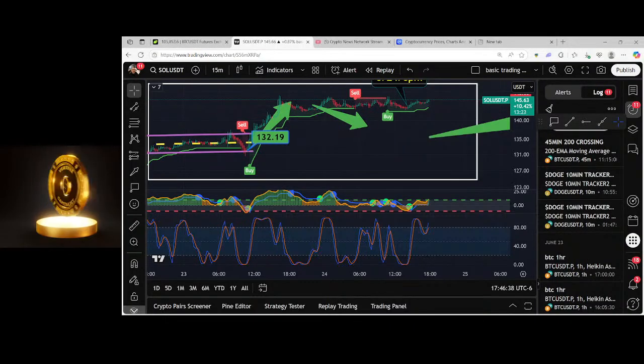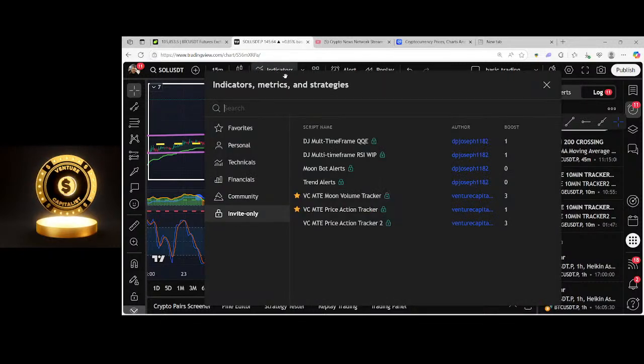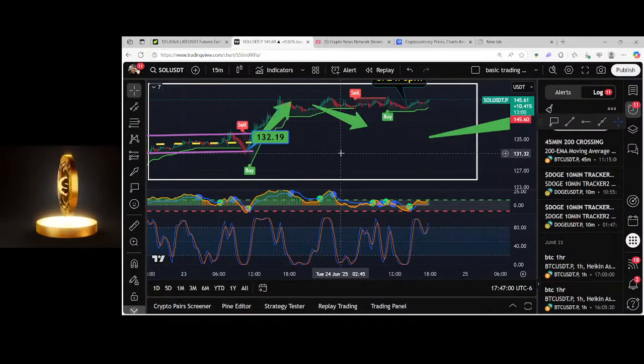So if you guys are looking for the indicators, go to your TradingView. There they are. Take a screenshot right there. VC, Making Trading Easy, MTE, Moon Volume Tracker, Price Action Tracker 1 and 2. Those are the ones you need right there. Those are all updated with the new price action.